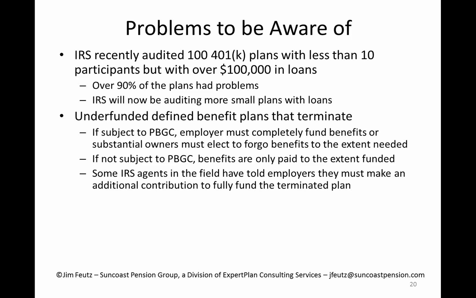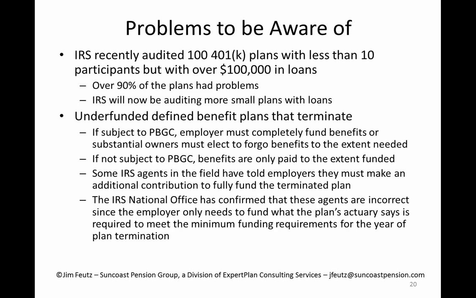terminate the plan. However, some IRS field agents have told employers that they have to totally fund the plan. Where they got that, I don't know. They sort of pulled it out of the air, I guess. But the national office has confirmed that these agents are incorrect, because whatever the minimum funding required amount determined by the plan's actuary, that's what has to be paid. They don't have to fully fund it. Now, there still may be a required contribution in the year of termination, but it could be a lot less than the amount of the underfunding.